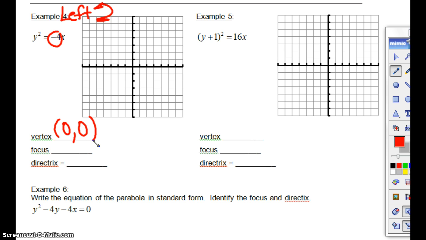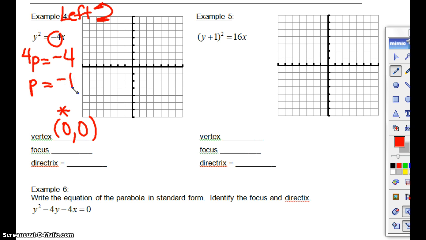My y term is squared, so I'm going to put a star above my x. I put a star above the term that is not squared. The next thing I do is find p. So I'm going to set 4p equal to negative 4. Divide both sides by 4. P is equal to negative 1.